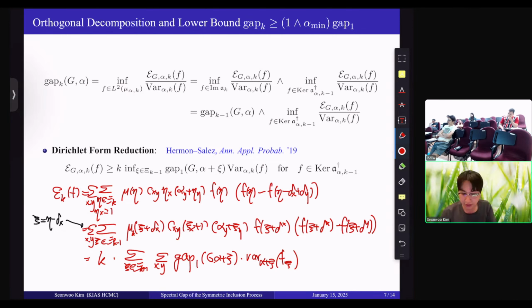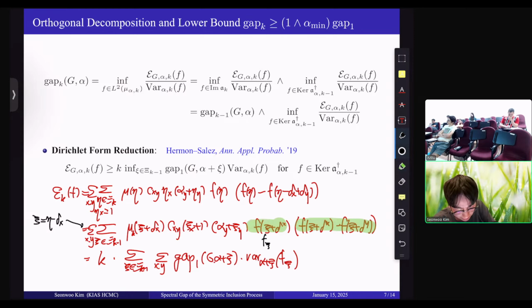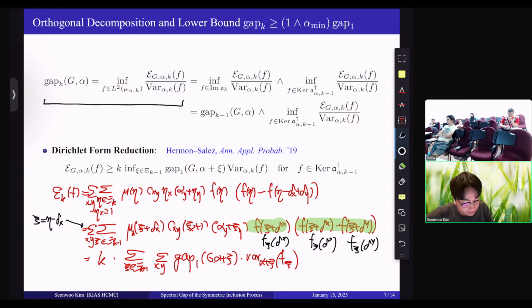If you look at these kind of terms, you can define this by f sub psi of function delta x, and this is of course the same function, and then this is f psi of delta y. So we can regard this as a function on the one particle system case, and then we can apply the variational representation here, such that we have this kind of dimension reduction from k to 1.